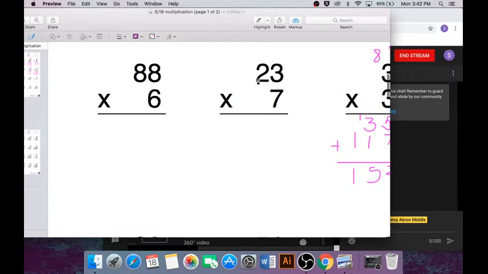Okay, for our next problem, we have 23 times 7. We start with 7 times 3, which is 21. We put down the 1, carry the 2. 7 times 2 is 14, plus 2 is 16. So our answer is 161.